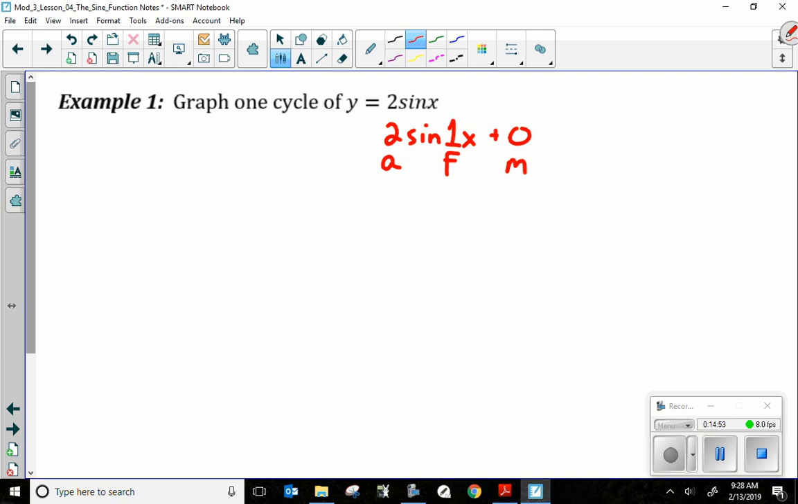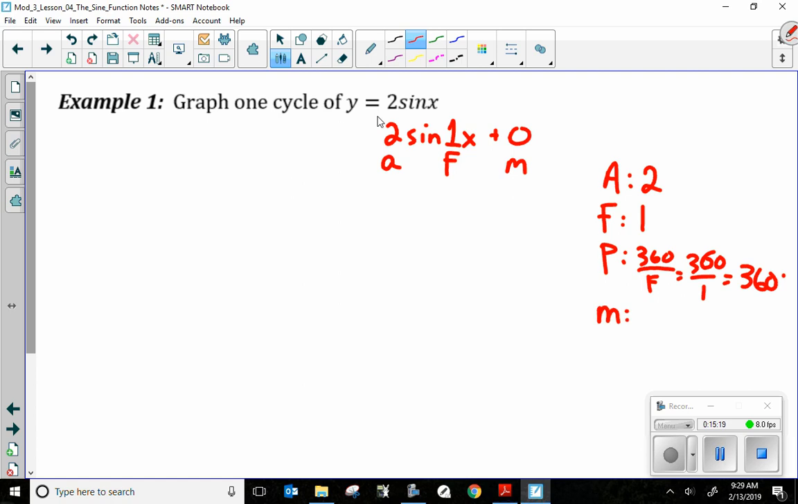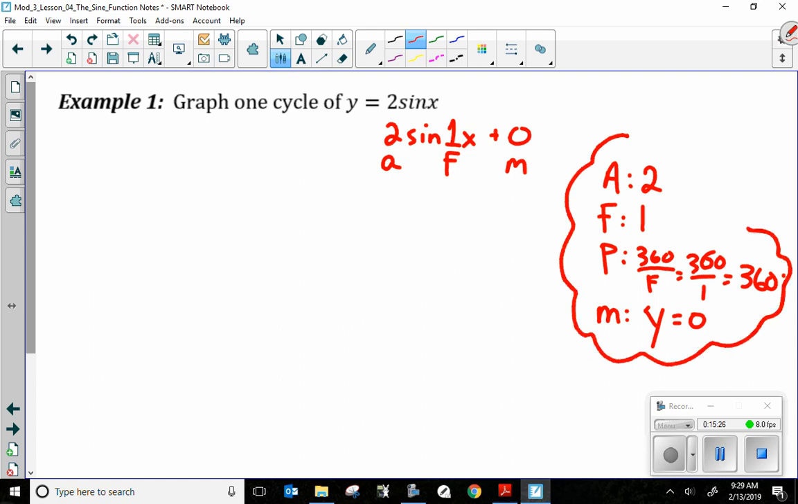Okay. Now, before I graph this, I like to do a couple of things. I write this off to the side because I'm a perfectionist, and this helps me connect everything. My amplitude, I know I'm using capital A as little a, is 2. My frequency is 1, which means my period is 360 divided by my frequency. So it's 360 divided by 1. My period is 360. And my midline, well, that's y equals 0. Okay? So I'm going to take this information I just jotted down, and I'm going to graph this bad boy. I'm going to sketch it.